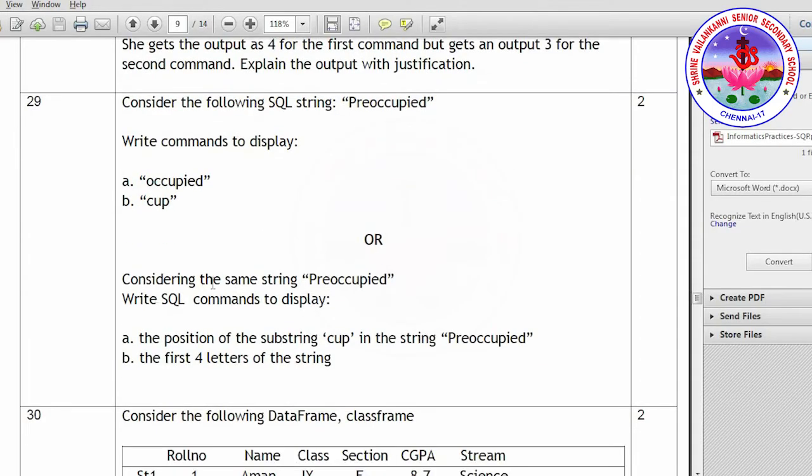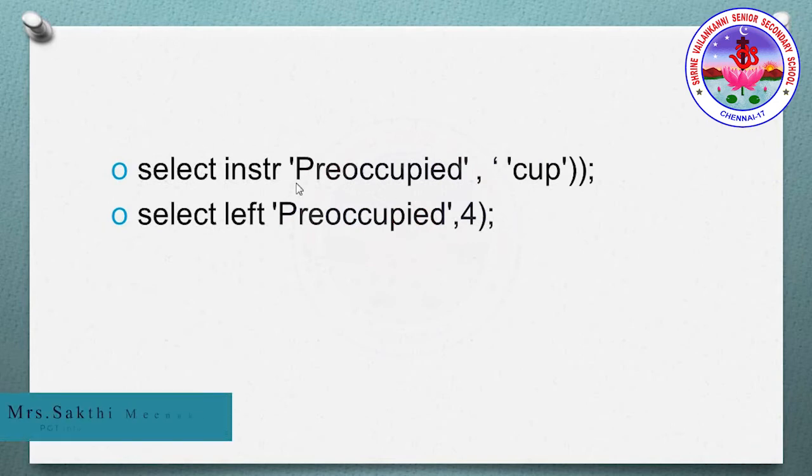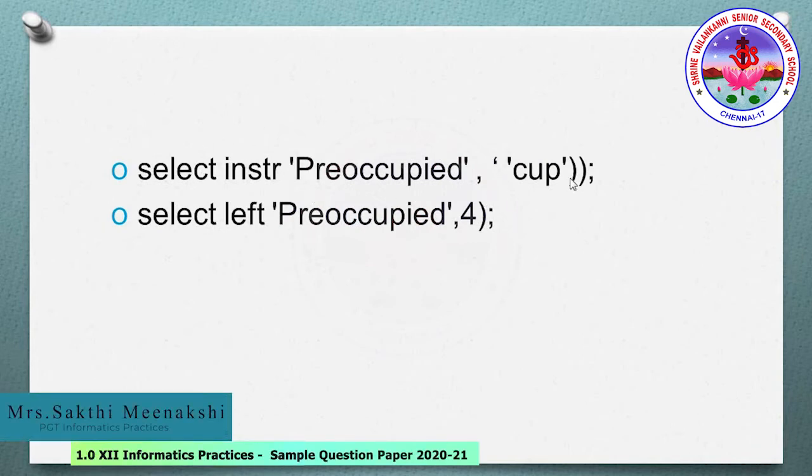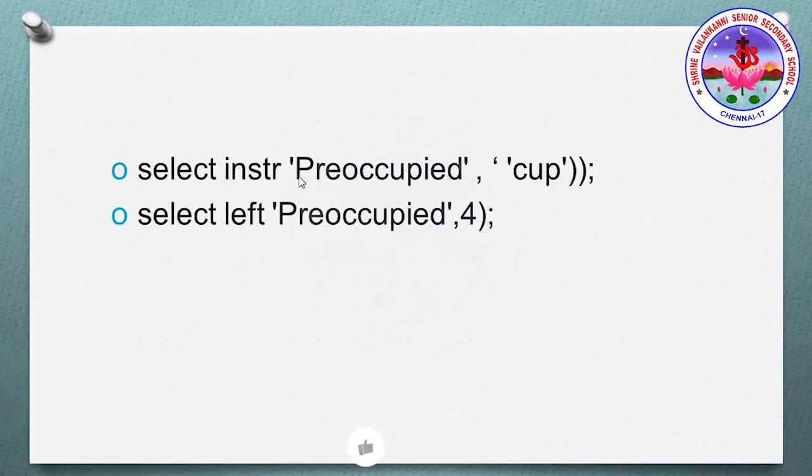Or you can write, considering the same string preoccupied, write SQL commands to display the position of the substring cup in the string preoccupied. So what are we going to write? We are going to write the position. So which function is used to retrieve the position? We have the instr function. So this is the given string and this is the substring. So we are going to find the position of this cup in the main string. So the syntax is select instr of preoccupied, comma cup. So cup is the substring and preoccupied is the main string. So this statement extracts the position over here.